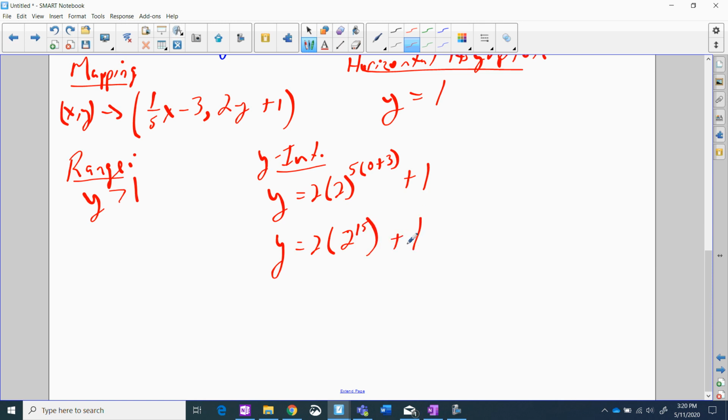So this is going to be a big number. So it's going to cross the y-axis at 65,537. So x is 0, y is 65,537. There's your y-intercept.